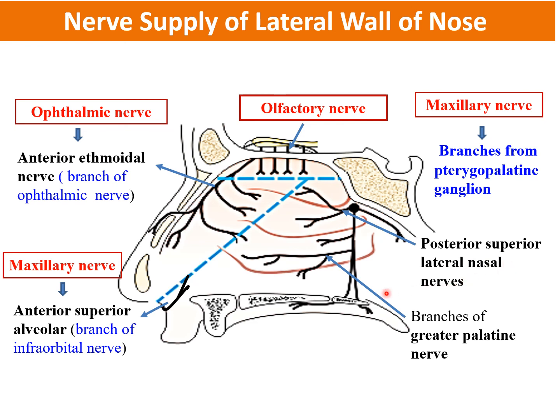Another branch from the pterygopalatine ganglion which supplies the lateral wall of the nasal cavity is the greater palatine nerve, right? Then anteriorly and inferiorly, we have another branch from the maxillary nerve. In fact, this is a branch of the infraorbital nerve, which is a continuation of the maxillary nerve, and that branch is the anterior superior alveolar nerve. So these are the nerves which are supplying: anterior ethmoidal, posterior superior lateral nasal nerve, greater palatine, and anterior superior alveolar.